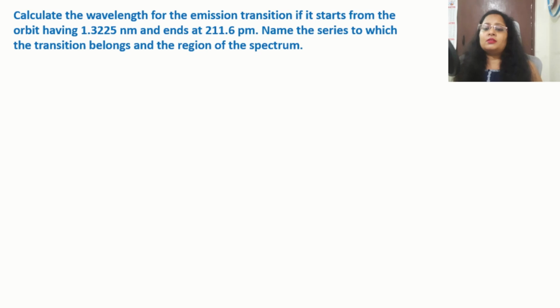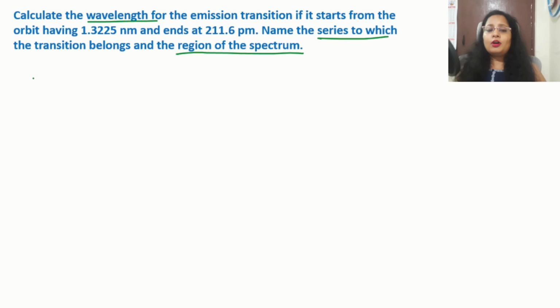So friends, in this question they are telling that the electron is starting from the orbit of radius 1.3225 nanometer and it ends at 211.6 picometer. They are not telling the orbit number, they are telling the radius of the orbit, first thing. Second, they want me to calculate the wavelength of the transition. Second, the series to which the transition belongs, and the third thing, the region of the spectrum. Three things we need to find in this question.